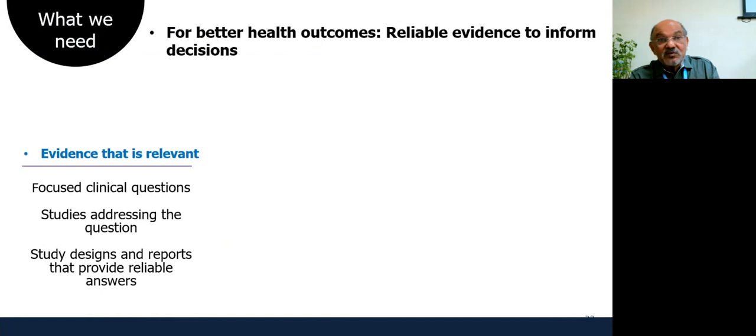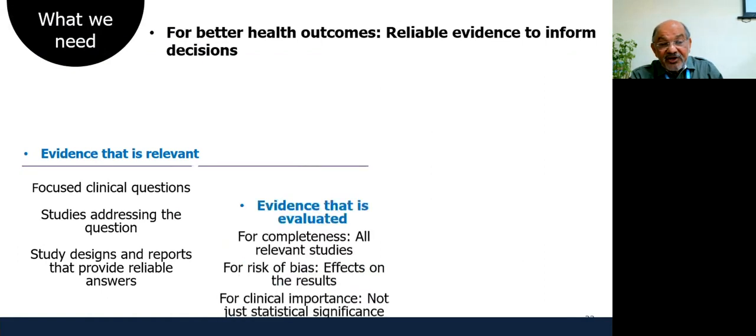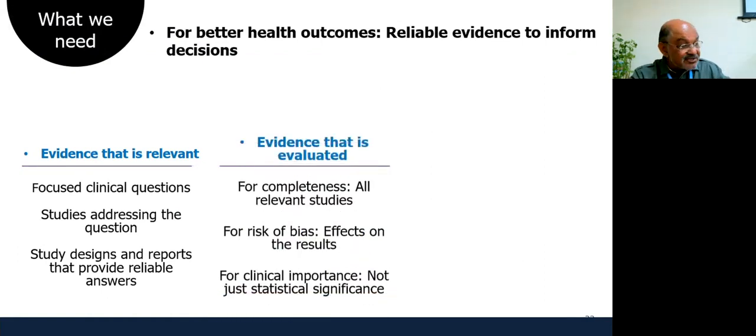And these studies should have used appropriate designs and report their results in a way that you can trust. And then you need to have evidence that is evaluated, not just blindly read, not just the abstract and conclusions. First of all, do you have all the studies which have answered the question, or do you only have one or two? Somebody gave it to you. Why? Because they wanted you to read it. What about the ones that you didn't find? If you include all of that, you'll get a totally different picture.